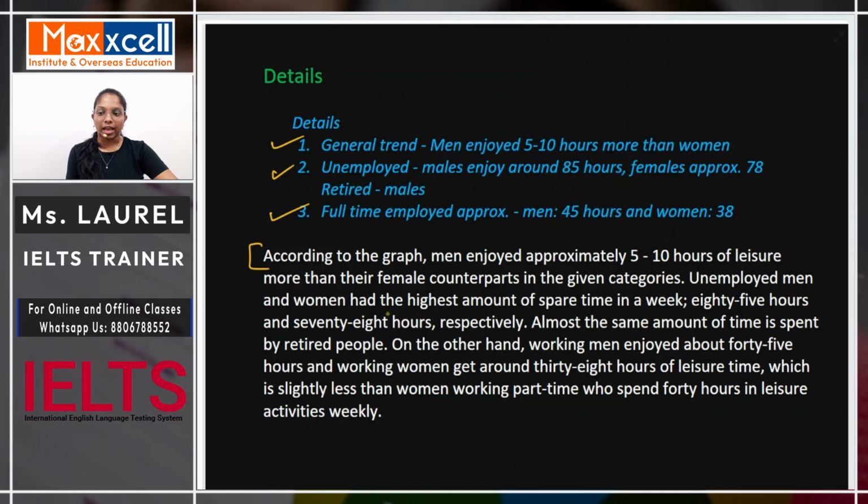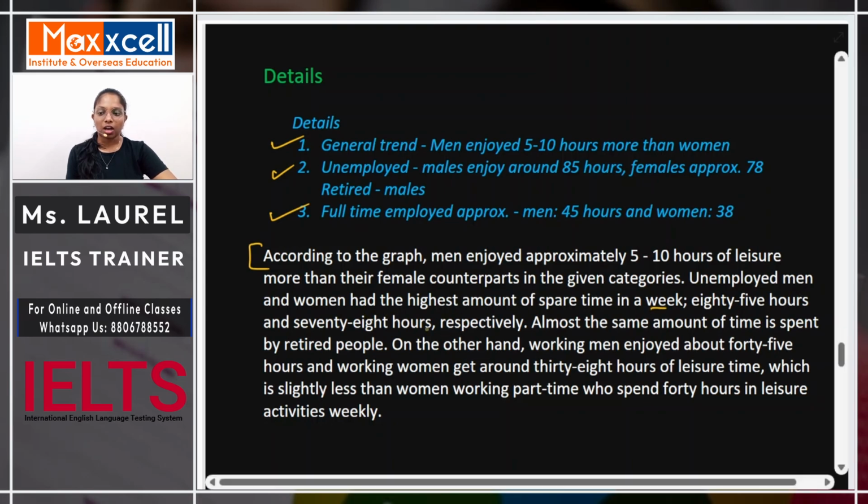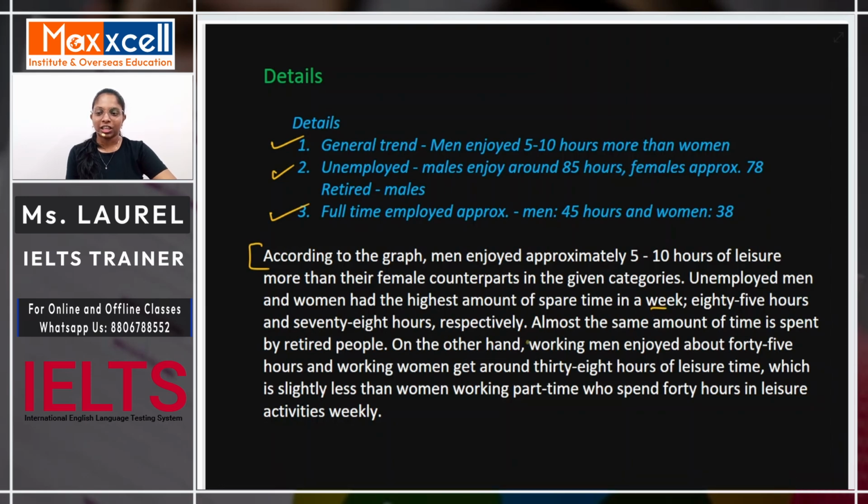Unemployed men and women had the highest amount of spare time in a week, 85 hours and 78 hours respectively. Almost the same amount of time is spent by retired people. On the other hand, working men enjoyed about 45 hours and working women get around 38 hours of leisure time, which is slightly less than women working part-time who spend 48 hours in leisure activities weekly.